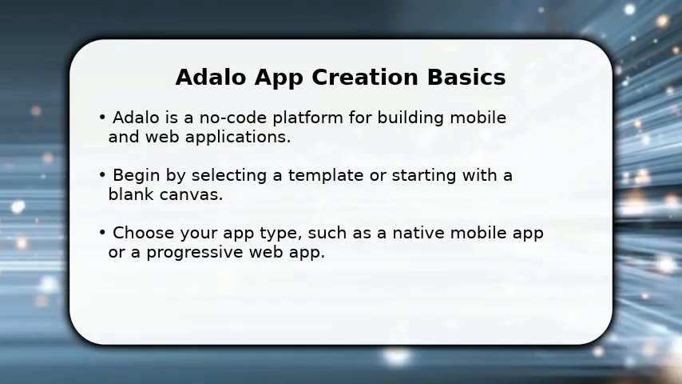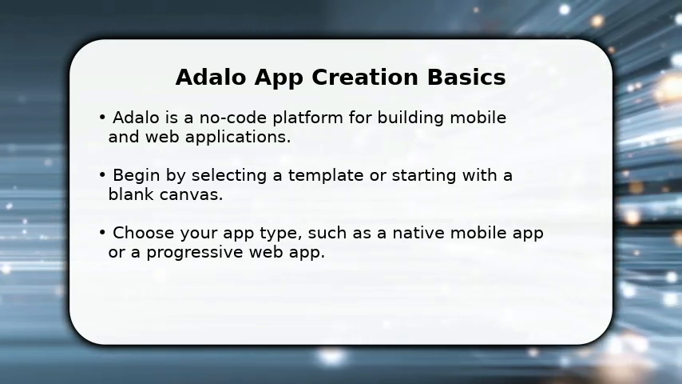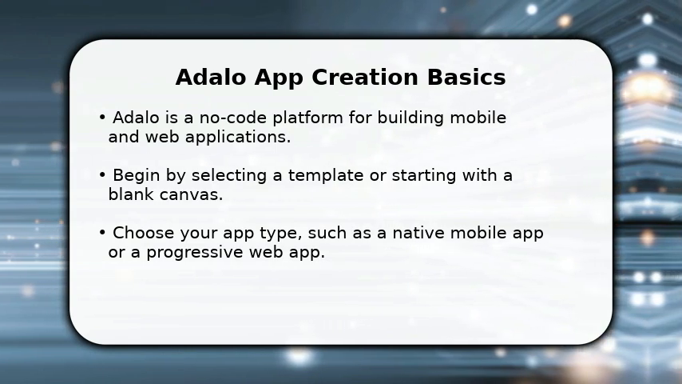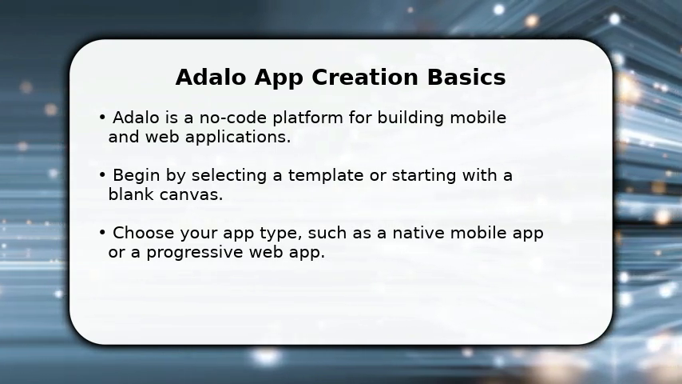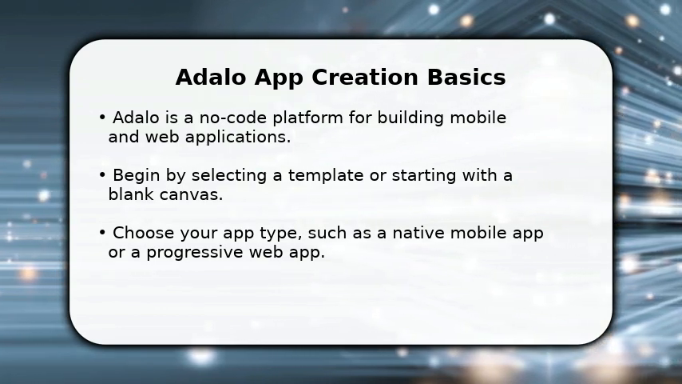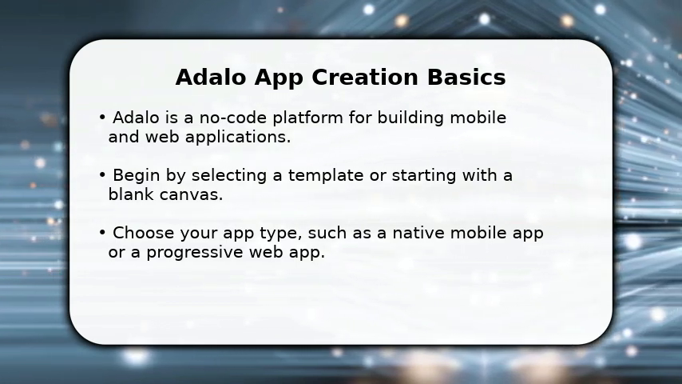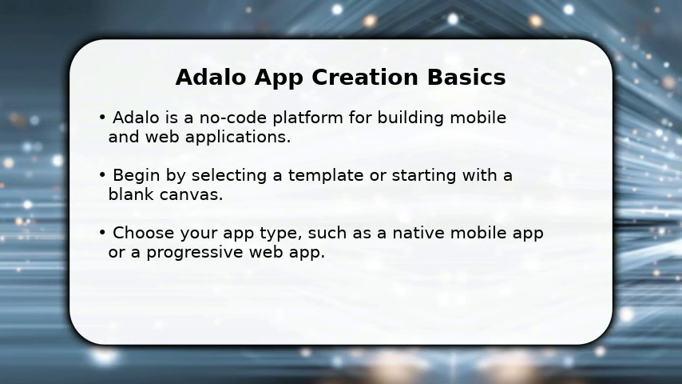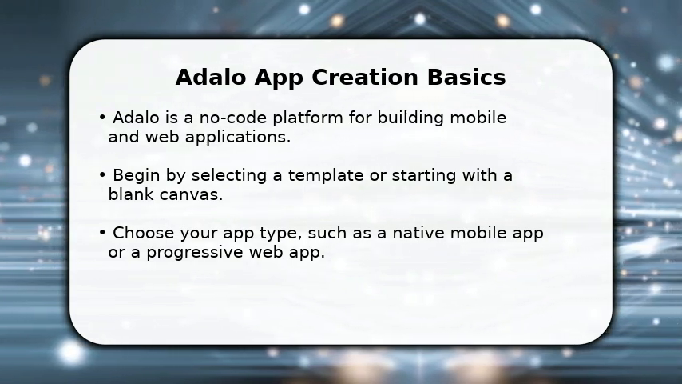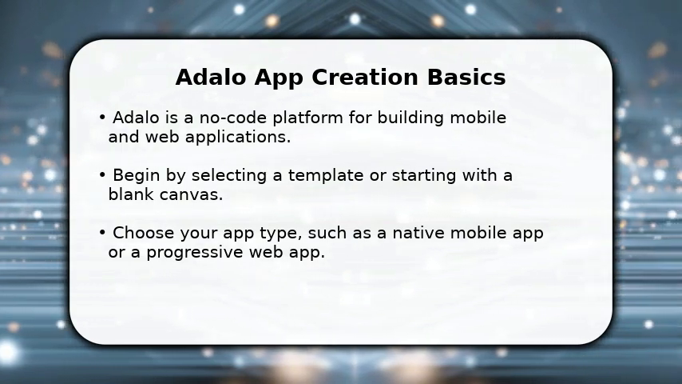In this video, I will explain how to make an app on Adalo. First, you will navigate to the Adalo website and sign up for a free account. Once logged in, you can choose to start with a pre-built template or a blank project. Adalo offers various templates for different app types, like directories or social apps, helping you kickstart your development process quickly and efficiently. This initial step sets the foundation for your entire application.